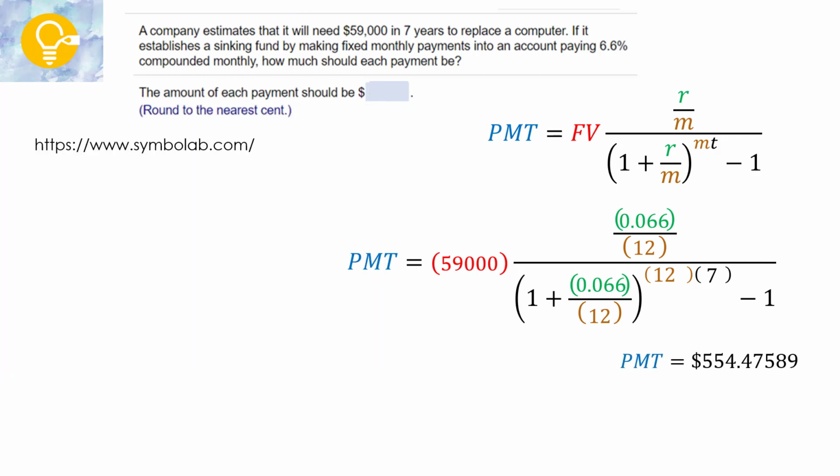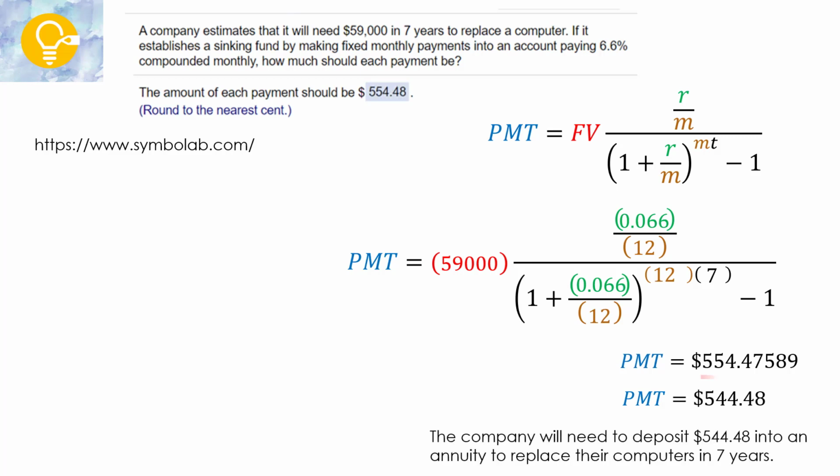We end up with 554.47589. The question asks us to round to the nearest cent, so that gives us $544.48. The company will need to deposit $544.48 into an annuity to replace their computers in 7 years.